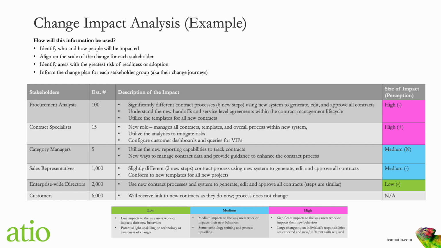Last thing I want to point out is the information on the top left of this slide, which is how the information will be used. The reason that we put that up there is it's helpful for the stakeholders who we are discussing change impacts with to understand how they're going to be used. And in addition to identifying who and how people will be impacted, we also are looking for the greatest risks in terms of readiness or adoption, and it's used to inform the change management plan.